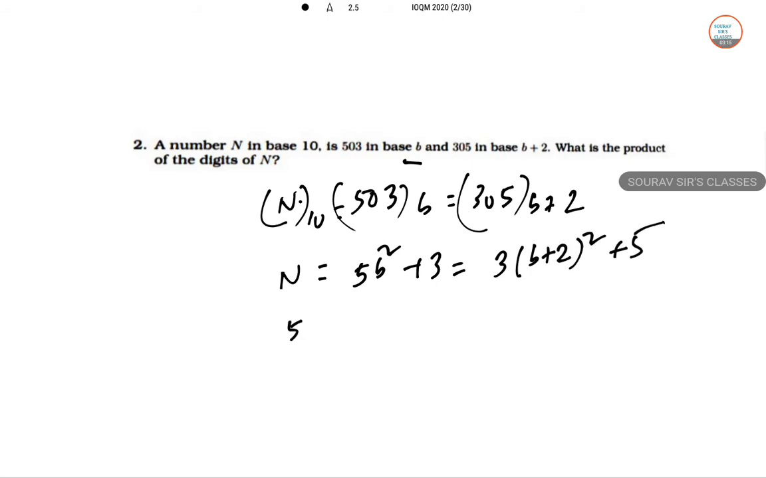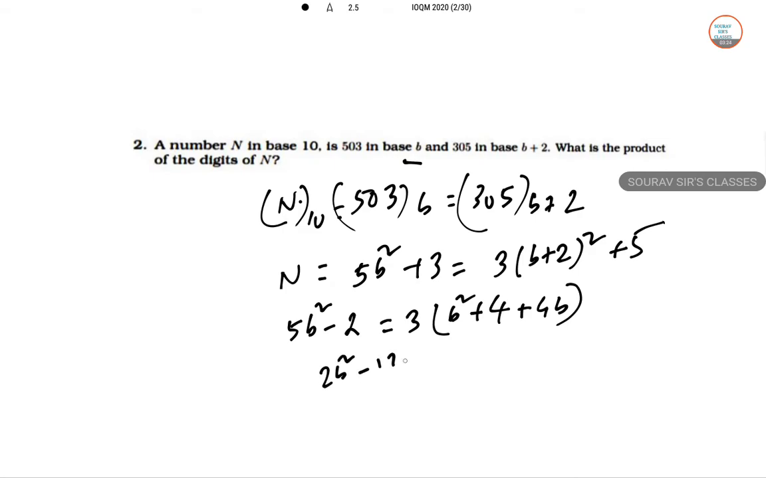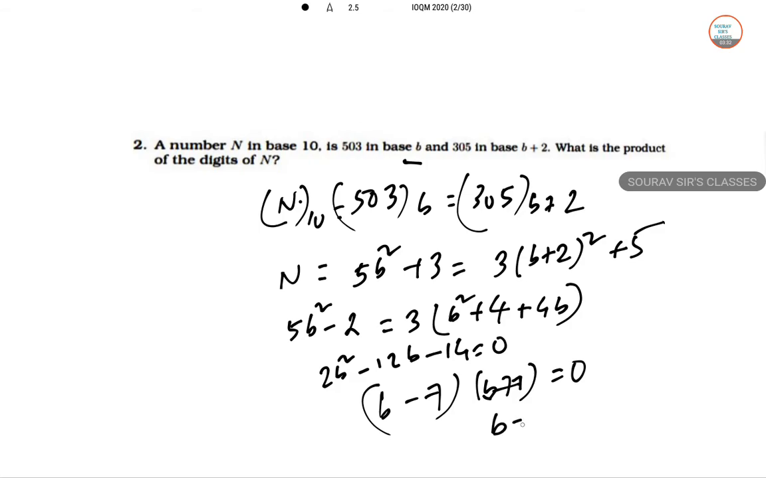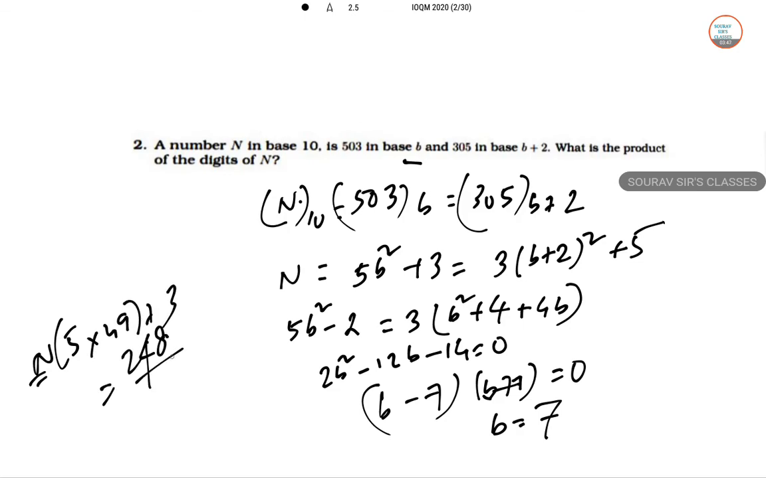So 5b square plus 3 equals 3 into b square plus 4 plus 4b, plus 5. So 2b square minus 12b minus 14 equals 0. So b equals minus 1 and 7. The value of b will be positive, so 7. Now if it is 7, n is 5 into 49 plus 3, so that is 248. So the product of the digits is 2 into 4 into 8, 64. So the answer to question number 2 is 64.